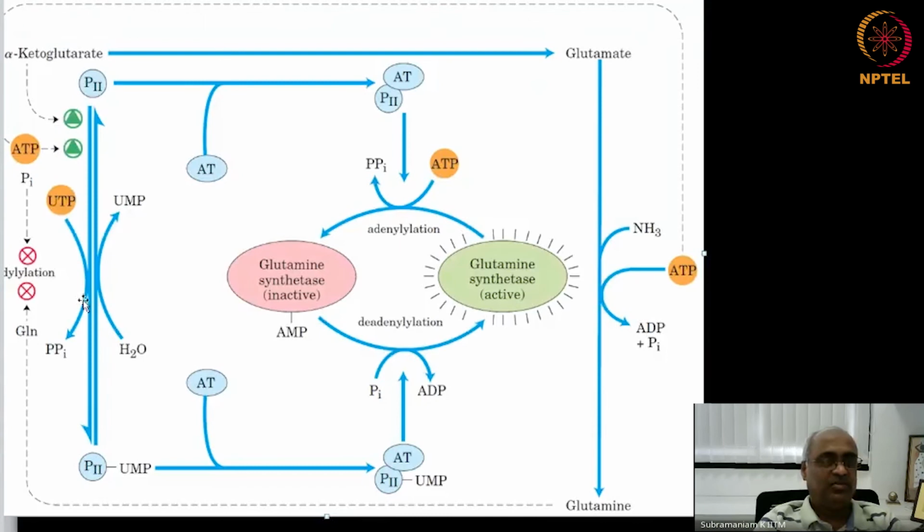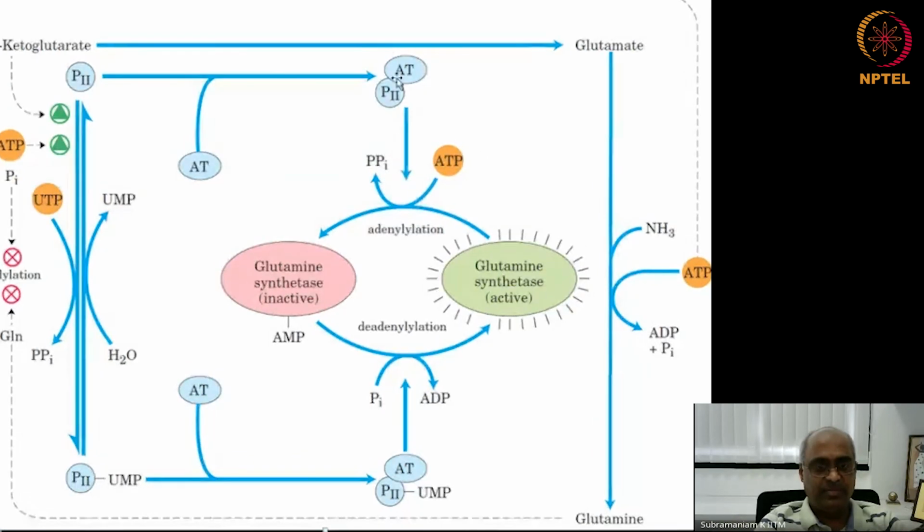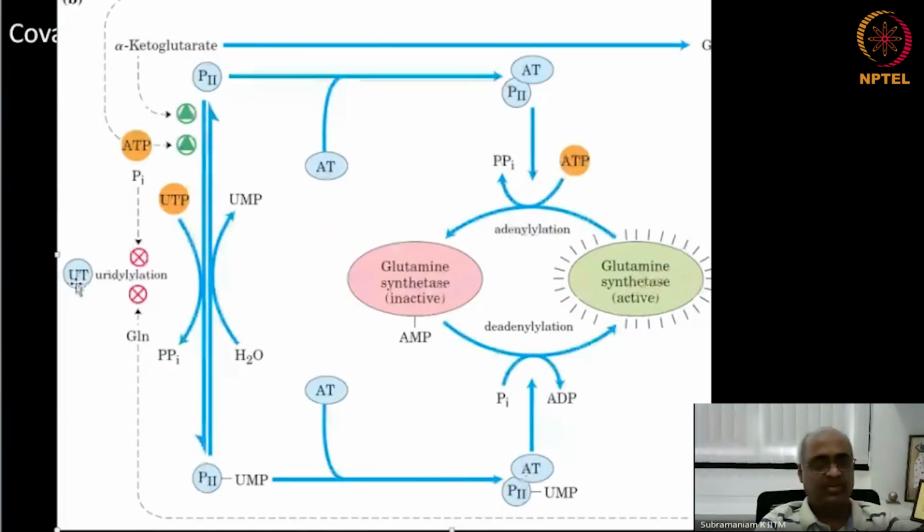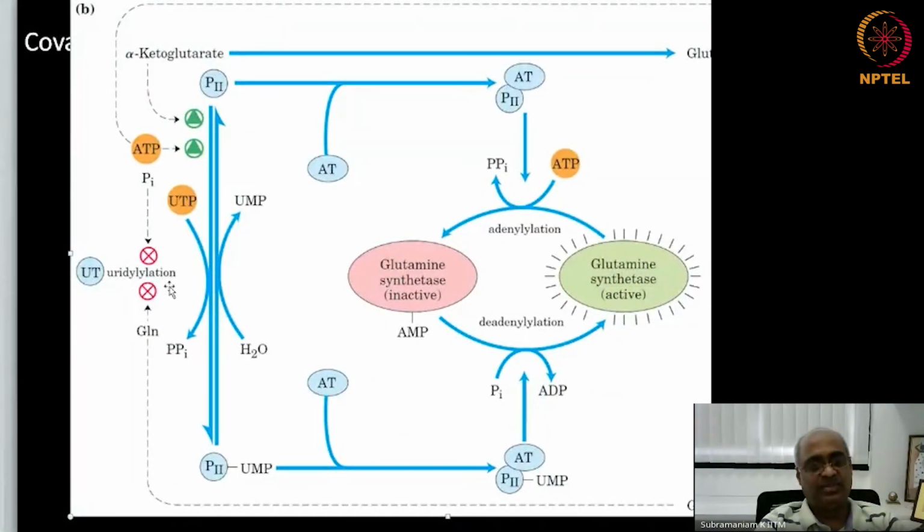Okay, so what P2 does, then we will think about the regulation. Right now, don't look at all these triangles, circles, green color, all that. Only look at the blue. The P2, as we see here, can be free P2 or UMP-P2, and that is done by an enzyme UT, uridyl transferase. So that enzyme is the one that is catalyzing this reaction.